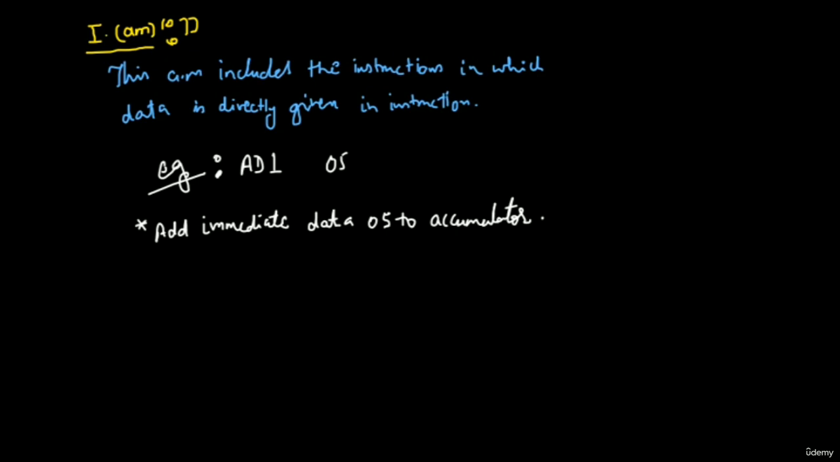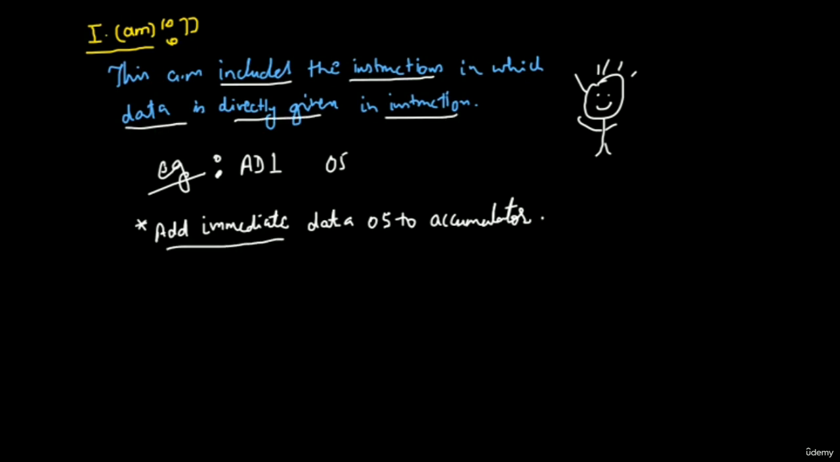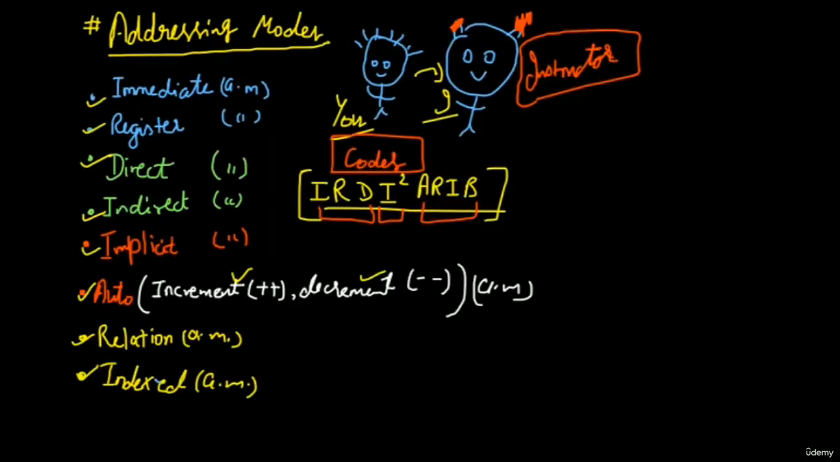So what does immediate addressing mode actually do? You might be pondering that. Well, it does a very simple task. It includes the data directly in the instruction. That's it. So it adds the data to the accumulator. Or you can say it loads the data, but load is not technically the correct word, so I have not written it. Now let's learn about the second addressing mode, which is register.